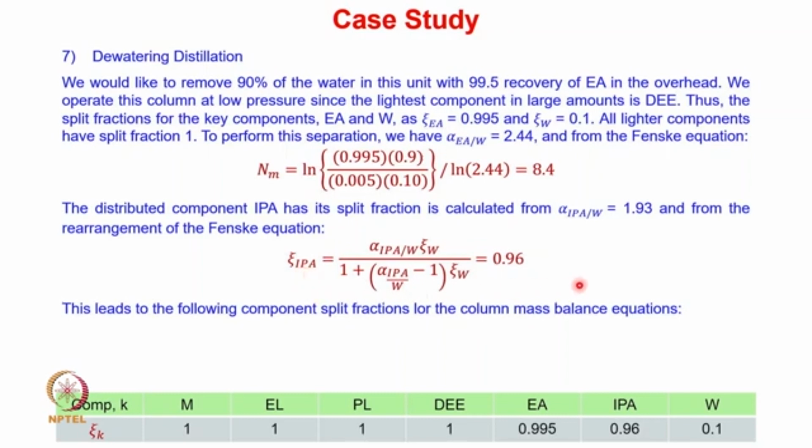In this manner we can calculate the split fraction of all the components. You can see that the methane, ethylene, propylene, diethyl ether, these are the light components compared to ethyl alcohol, and therefore their split fractions are almost equal to 1, whereas ethyl alcohol has a split fraction of 0.995, which we have assumed, isn't it? And we have calculated the split fraction of isopropyl alcohol by using this particular methodology, which we have extensively seen earlier, isn't it? And for water it is already given as 0.1.